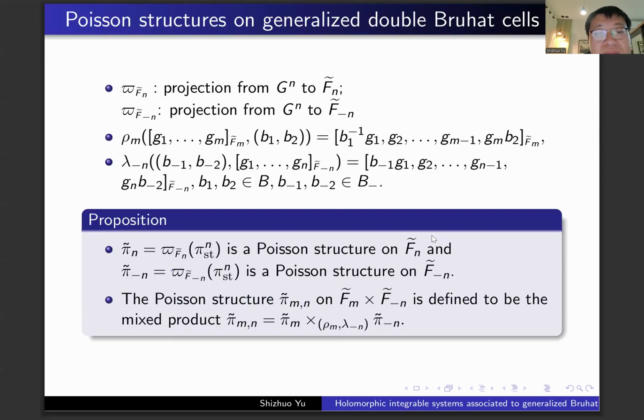And then I will also tell you what the Poisson structure is. It is a kind of mixed product Poisson structure, defined in this way by the mixed product of the B times B action and the B_- times B action. It is the Poisson structure.